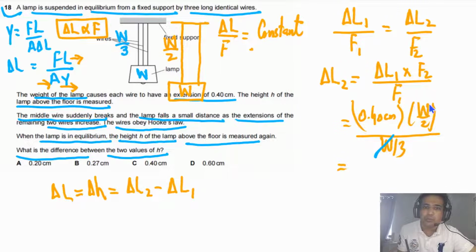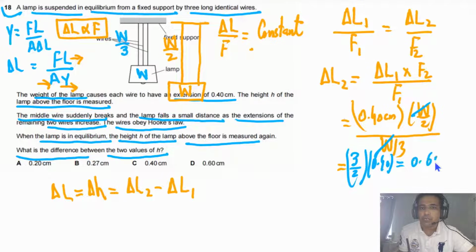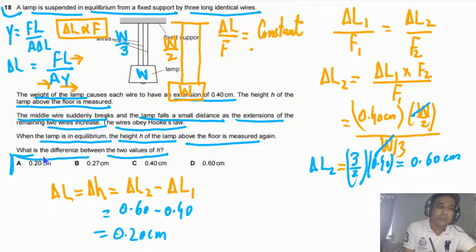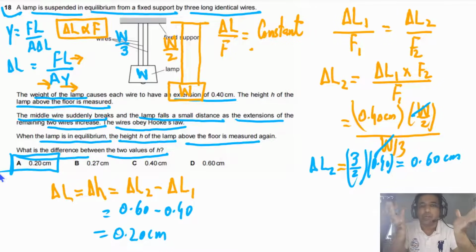So you see W we can cancel with W. So we are left with 3 divided by 2 times 0.40. So if we simplify this, we will get 0.60 centimeters because we're using centimeters here. So this is the value of delta L2. Now we can plug in here, so we have 0.60 minus 0.40. So the final answer we will get is 0.20 centimeters. So the answer for this question is A. So this is how you need to answer.